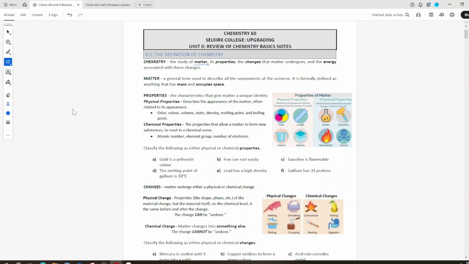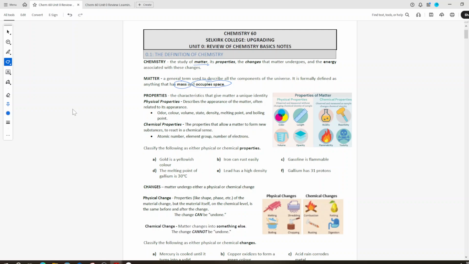But what is matter? Matter is a general term used to describe all the components of the universe. It is formally defined as anything that has mass and occupies space. Super broad definition, aka matter is pretty much everything. When we're describing matter, we talk about its properties. So it's the characteristics that give matter a unique identity.